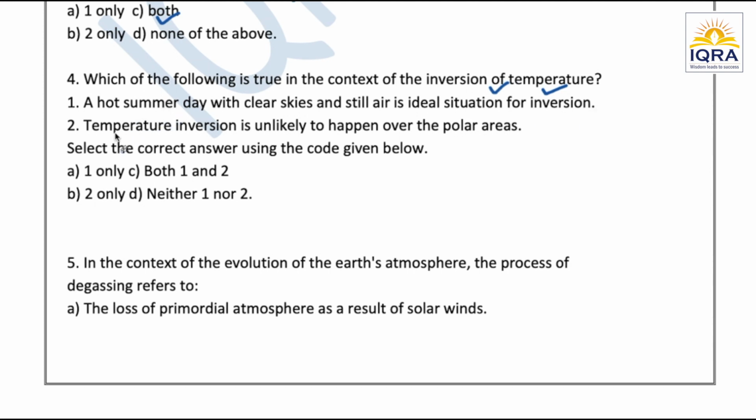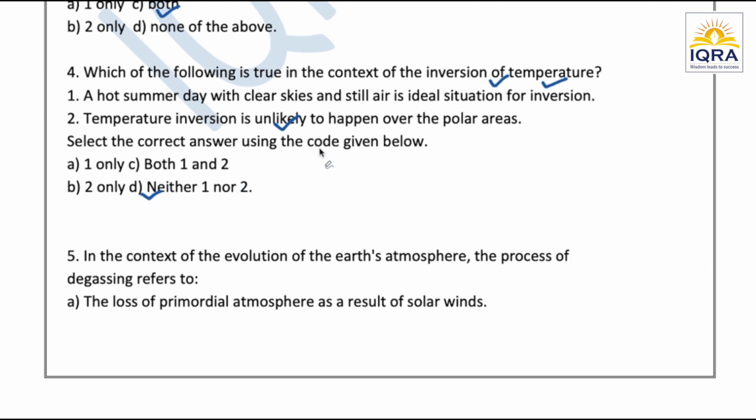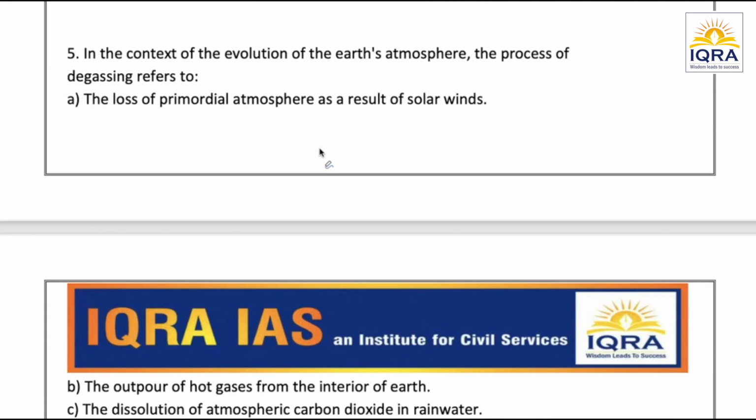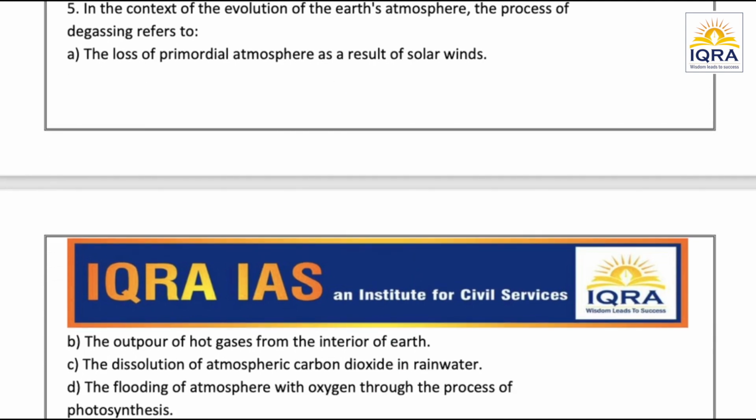The statement 2 says the temperature inversion is unlikely to happen over the polar areas. No, this is also incorrect. Why? Because over polar areas, temperature inversion is normal throughout the year. Okay? But the statement is saying that it is unlikely to happen. Hence, option D becomes the correct answer. That is neither 1 and neither 2. ये दोनों ही गलत statements हैं. Right? Moving on to the next question.